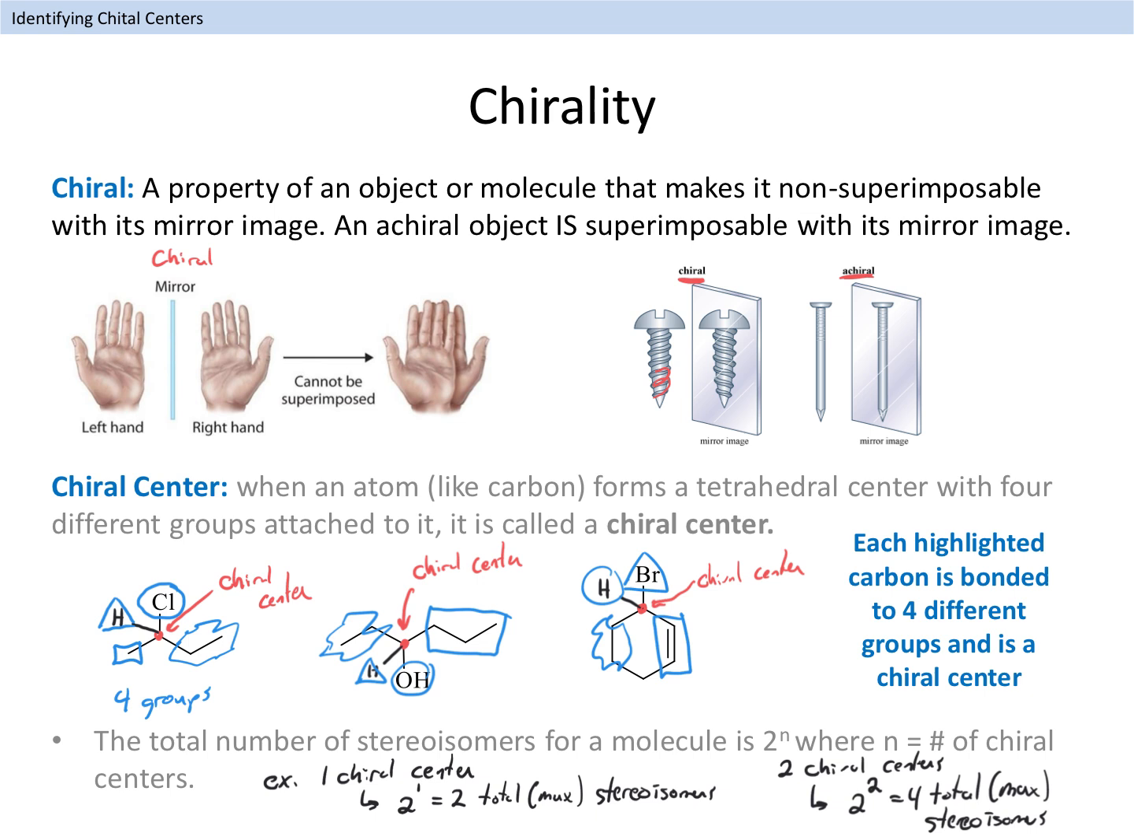An excellent question at this point would be, why does the presence of 4 different groups on an atom cause chirality to occur? The answer lies in symmetry. Let's go to the next page and explore this concept.